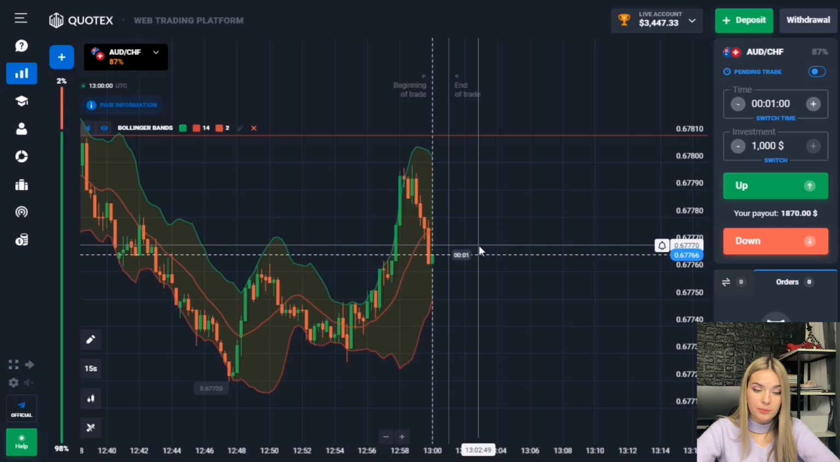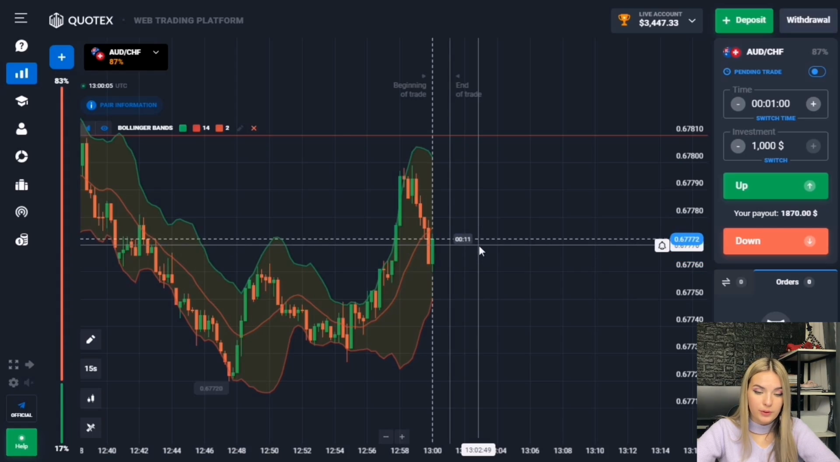The situation on the market worked out well as I needed. This indicator helped us to determine some points. That's it for today, guys.